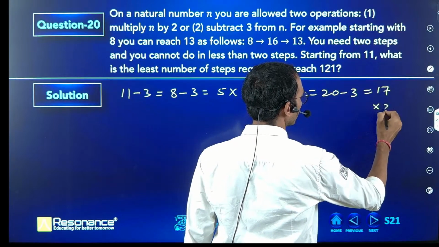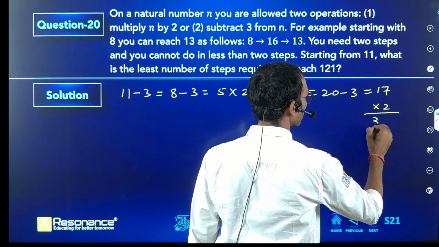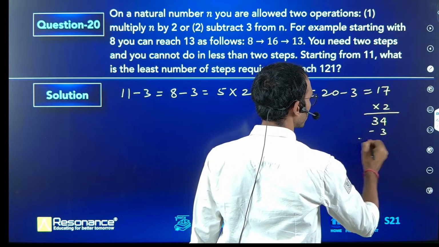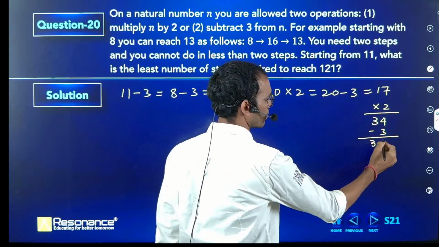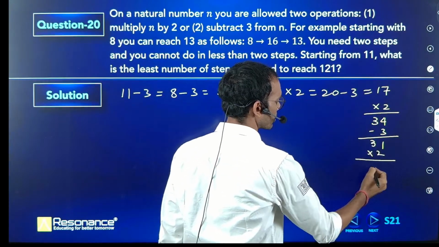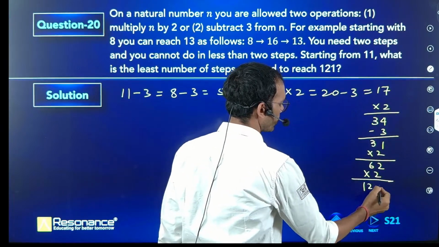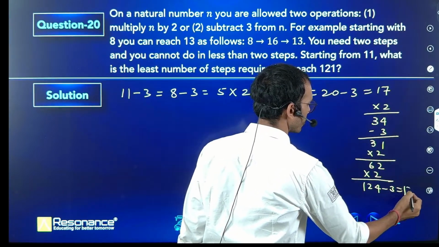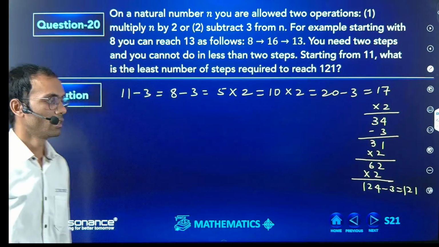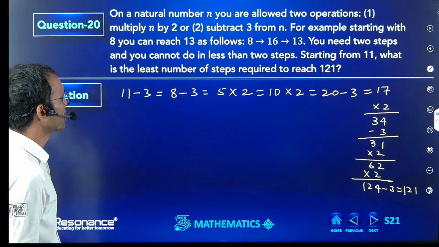Then 17 into 2, 34. 34 minus 3, 31. Into 2, that is 62. Into 2, 124. And minus 3, 121. Okay, that is the possible least number of steps.